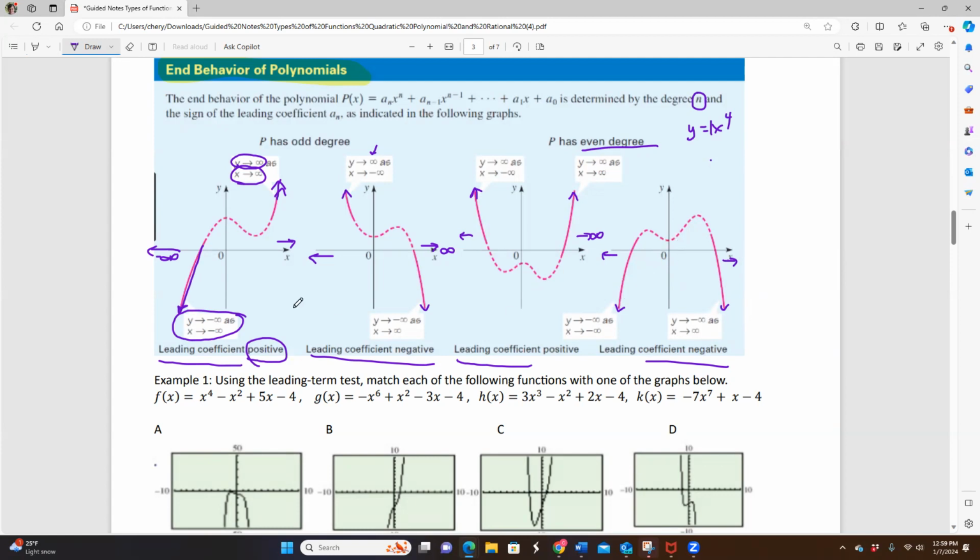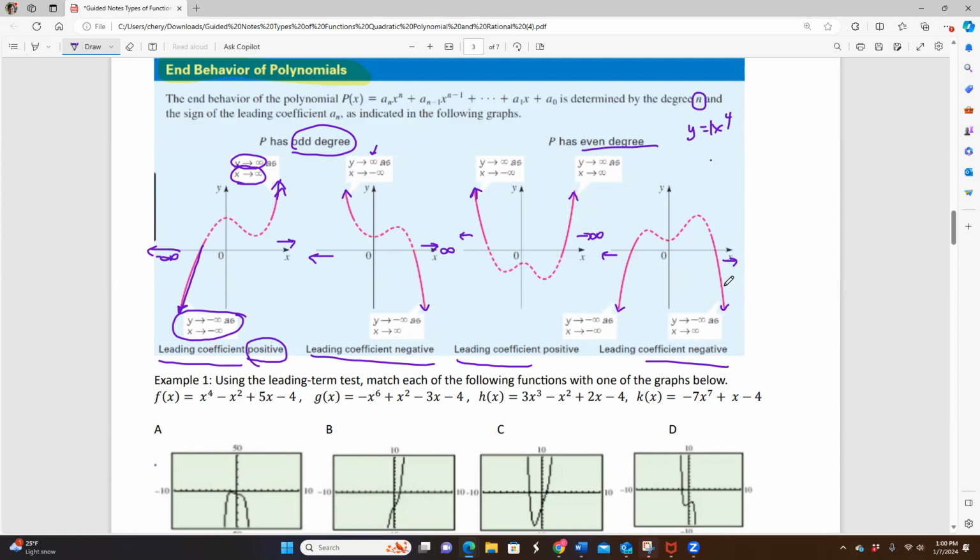So basically, to summarize, if you have an odd degree function, the ends of your graph go in opposite directions. If you have an even degree function, like x to the fourth, then both ends of your graph go in the same direction. And then depending on whether your lead coefficient is positive or negative, if it's positive, it's mostly an increasing function. If it's negative and odd degreed, it's mostly a decreasing function. If the lead coefficient is positive on an even degree function, both ends go up. If the lead coefficient is negative on an even powered function, then both ends of your graph approach negative infinity.